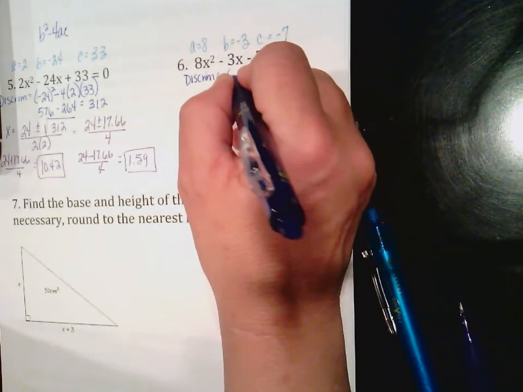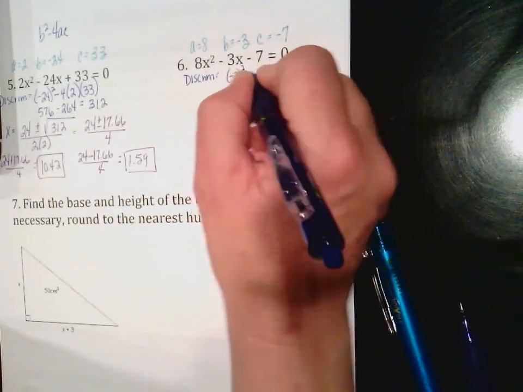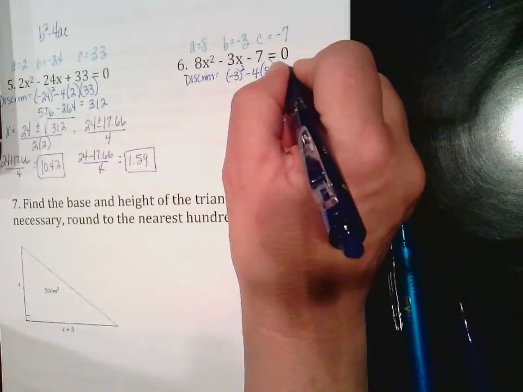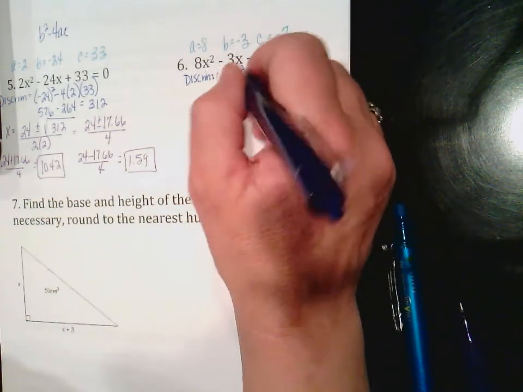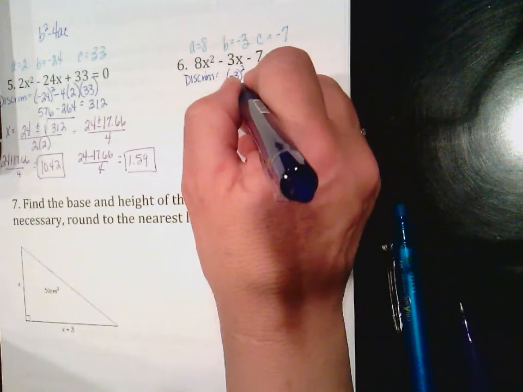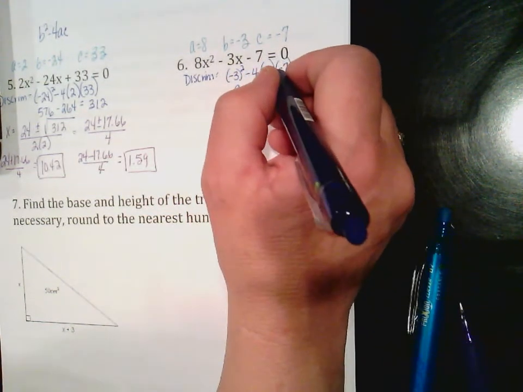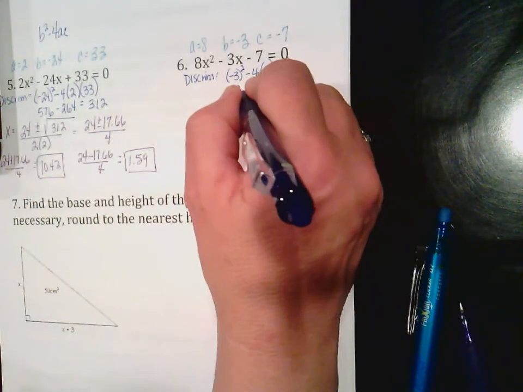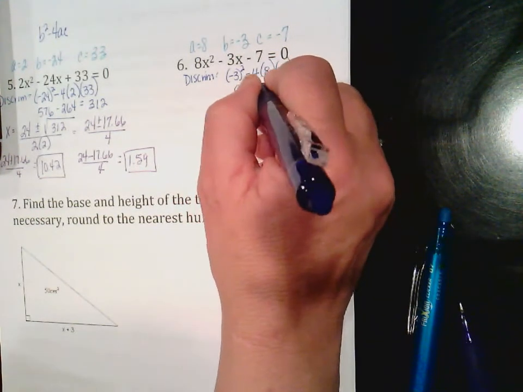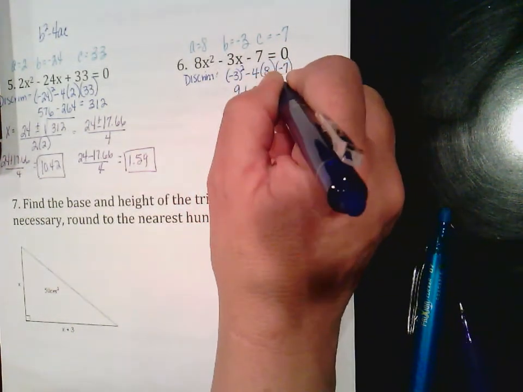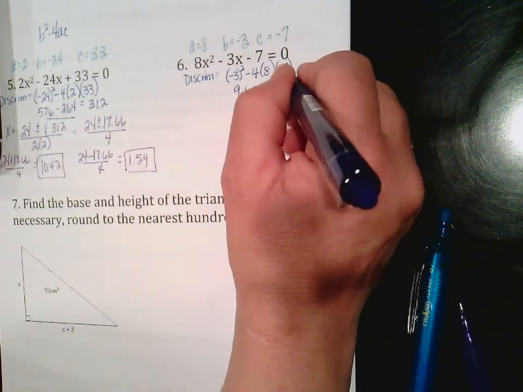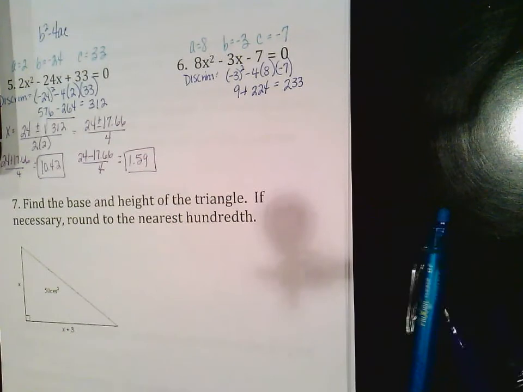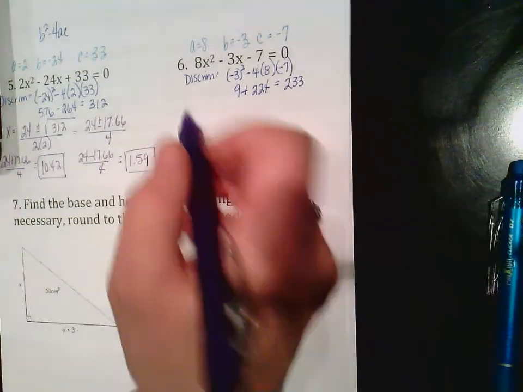My b is -3, so I square that, minus 4 times my a, which is 8, times my c, which is -7. -3 squared is a positive 9. -4 times 8 is -32, and -32 times -7 is a positive 224. And 9 and 224 is 233. So that's my discriminant. It's positive, so that means I'm going to have two real solutions.